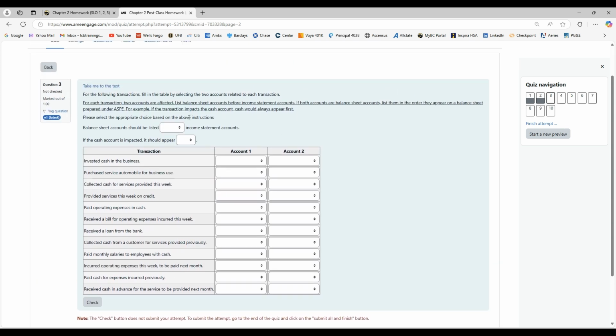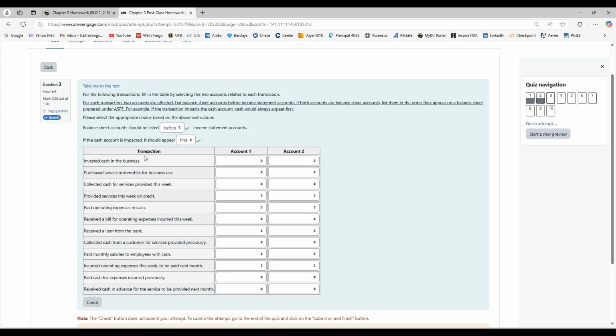For the following transactions, fill in the table by selecting two accounts related to each transaction. Two accounts are affected. List balance sheet before income statement. If both are balance sheets, list them in the order they appear on a balance sheet, by order of liquidity. This is one part of the question, just filling out the instructions kind of.